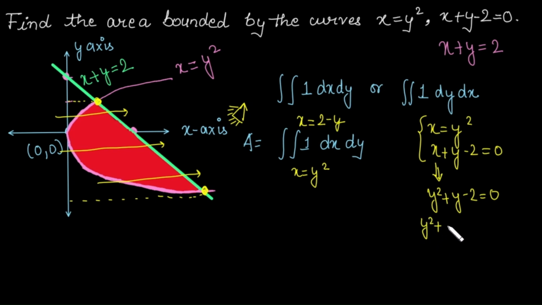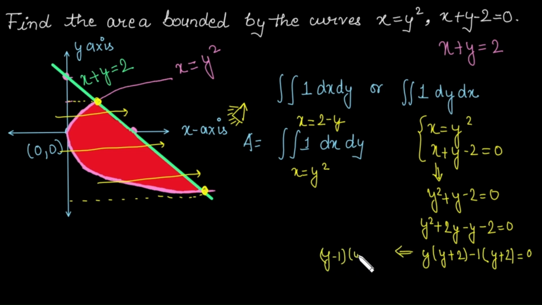We can write this as y square plus 2y minus y minus 2 is equal to 0. This implies y common, y plus 2, then minus 1 common, y plus 2 is equal to 0. So this implies y minus 1 into y plus 2 is equal to 0, and this further implies y is equal to 1 or minus 2. Now where is y equal to 1? y is 1 above the x-axis, so here we have y equal to 1 and here we have y equal to minus 2.